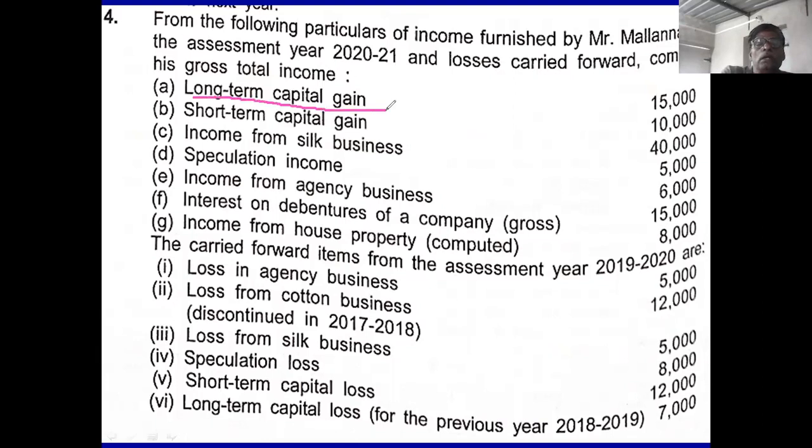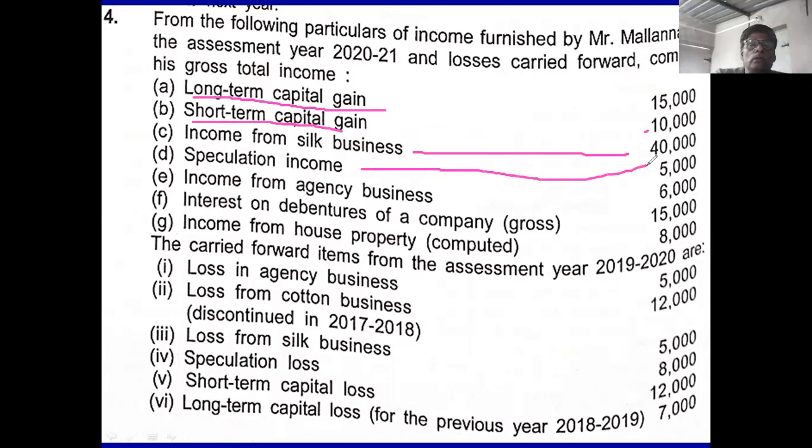Long-term capital gain is 15,000. Short-term capital gain is 10,000. Total capital gain is 25,000. Okay. Then income from silk business 40,000.